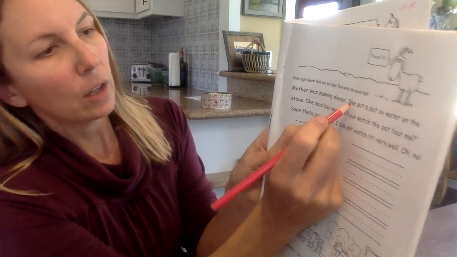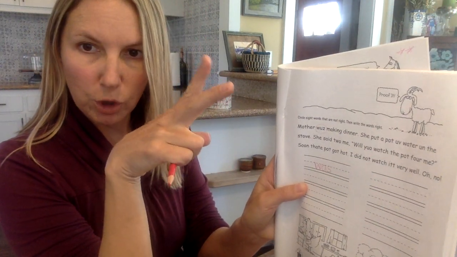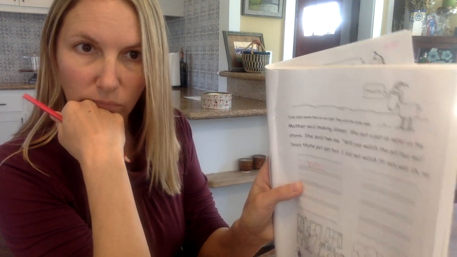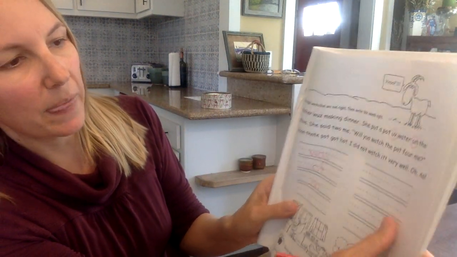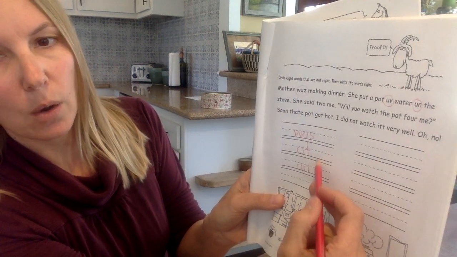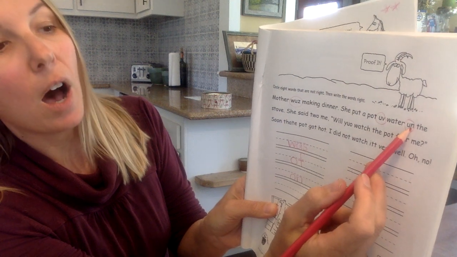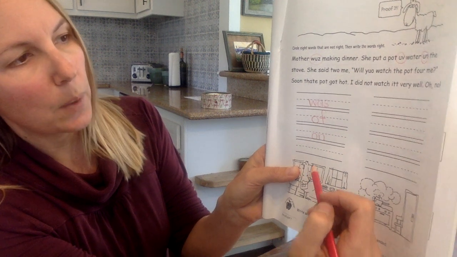All right. She put a pot of water on the stove. 2 mistakes. See if you can find them. I'm going to give you time to work on it. And then we keep working with that word. It sounds like uv, sounds like of, but it's spelled like this, O-F, of. And on, not un, on the stove. So it was supposed to be spelled with an O-N.